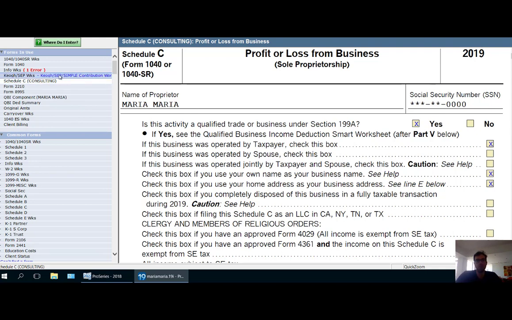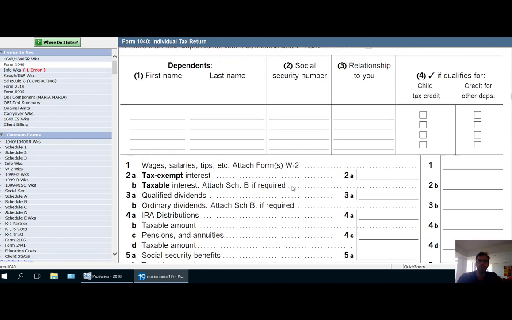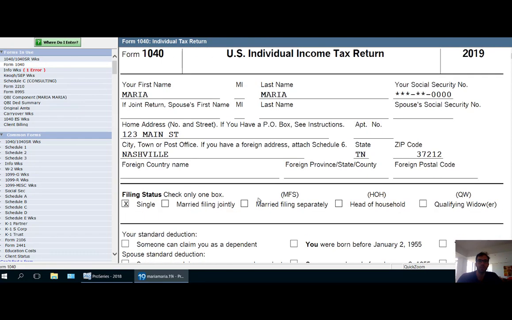So the Form 1040 is the end-all, be-all. That's the front page, the main page of the tax return. Everything else is schedules and forms behind it. So the Schedule C is behind the 1040. It goes to the 1040. This is the 1040.